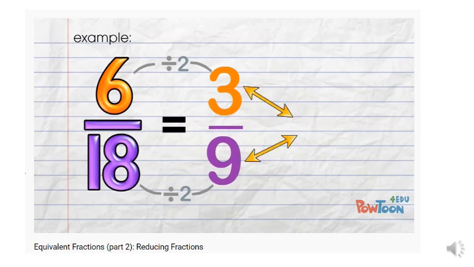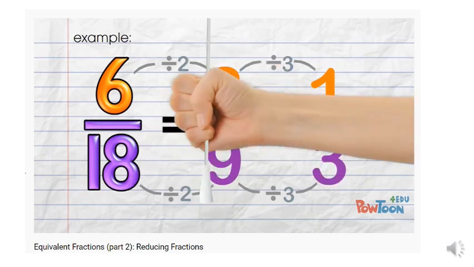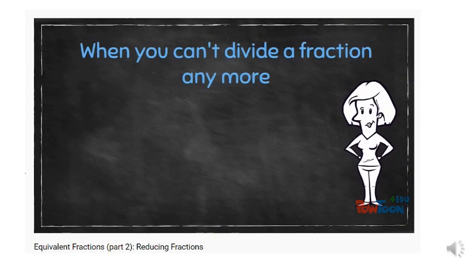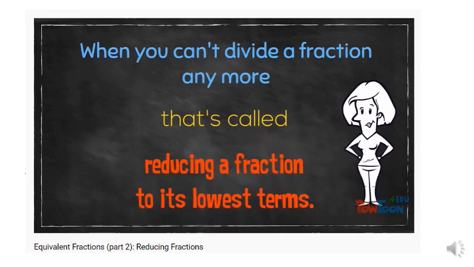Both those numbers are in the 3 times table. So I can reduce again using a factor of 3. There's 1 3 in 3 and 3 3's in 9. 1/3. I can't reduce this anymore. When you can't divide a fraction anymore, that's called reducing a fraction to its lowest terms.